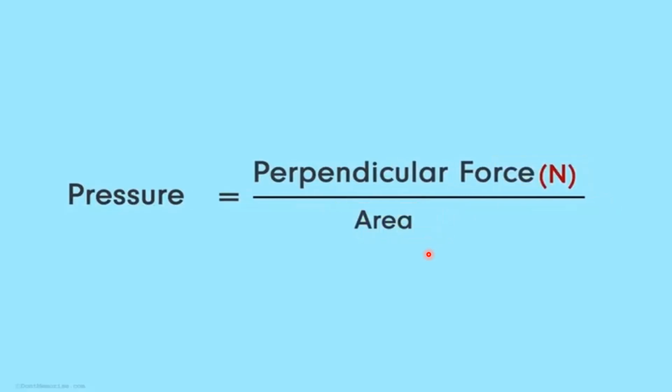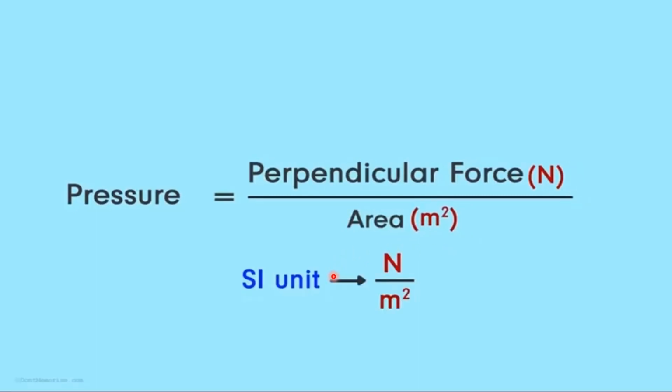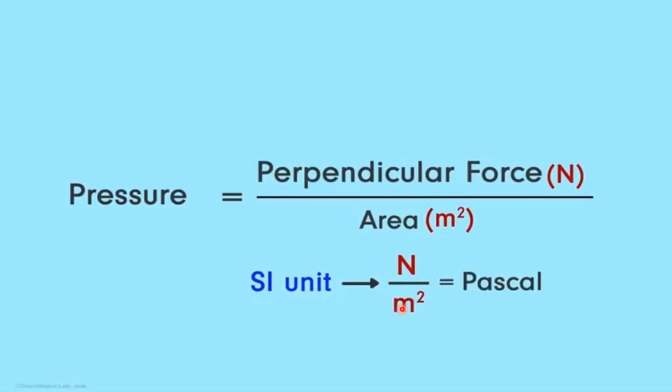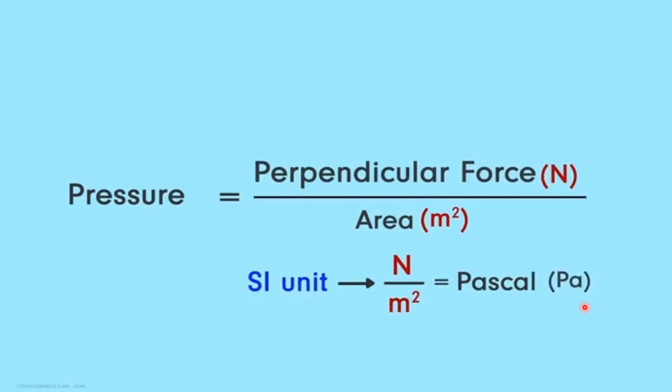We already know the SI unit of force, children. What is it? SI unit of force is Newton, which is denoted by N, and that of area is meter square. If the force is having SI unit of Newton and area is having meter square, then what will be the SI unit of pressure? SI unit of pressure is Newton per meter square. It is also called Pascal, which is denoted as Pa.